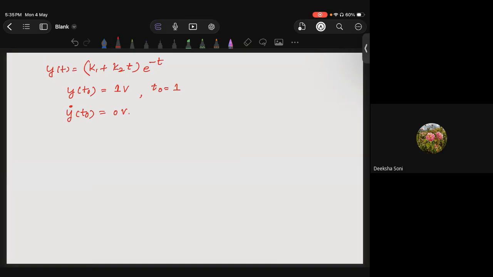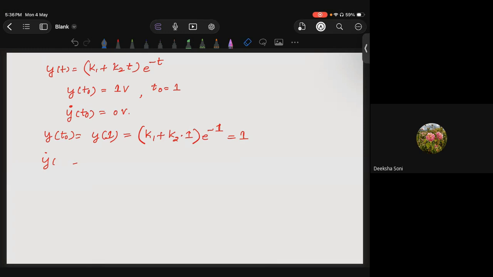So now we have two initial conditions. When you substitute the first initial condition, y of t naught, that is y of 1, which is nothing but k1 plus k2 multiplied by 1, e power minus 1, equal to 1. This is one condition. Then y dot of t naught is 0. What is y dot of t?